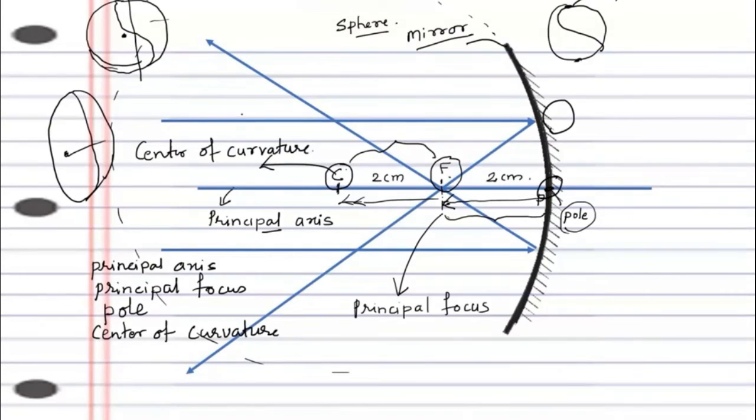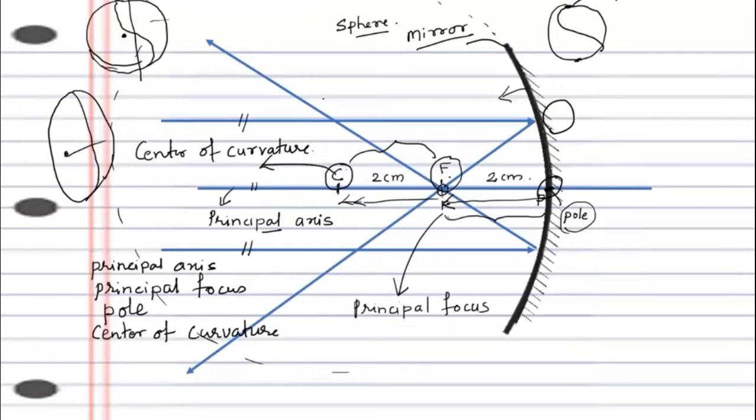Light rays which are parallel to each other and parallel to the principal axis, after getting reflected from the concave mirror, converge at a point on the principal axis, and that point is called the principal focus.